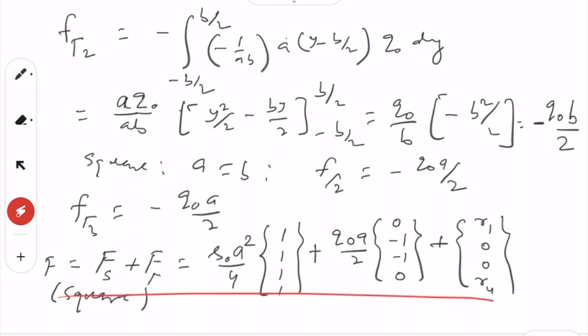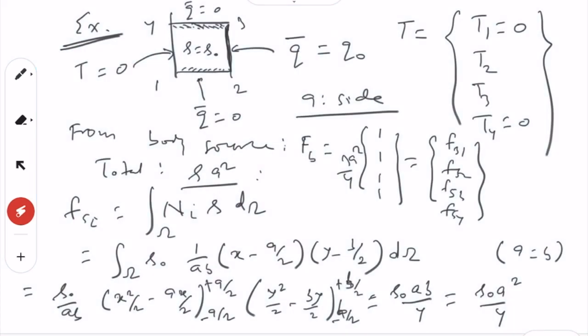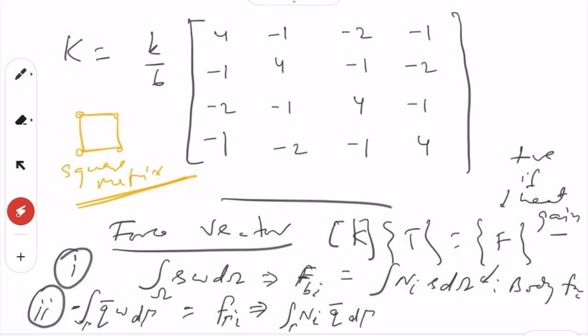So the idea is, once you have the force vector like this, if you have the value of S naught and a, you will see that the rows number 2 and 3 will have numerical values. You know that the equation is k times t equal to f, where k is given like this for the square, multiplied with t, where t1, t2, t3, t4, where t1 is equal to 0, t4 equal to 0. You have to find out t2 and t3, and here you will have f, where you have some value plus r1 here, then some numerical value, then some value plus r4 here. So that means you can invert and find out T2 and T3. Once you have found that, you can find out other quantities. This is how you do it in 2 dimensions.